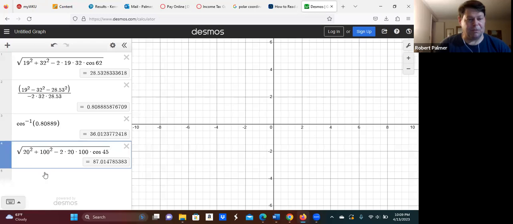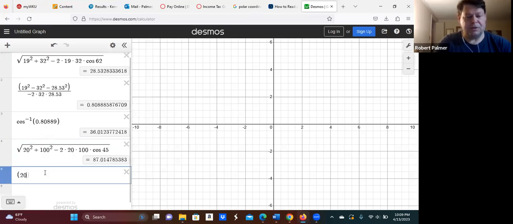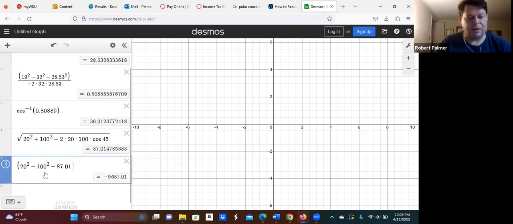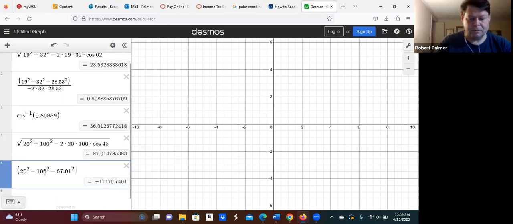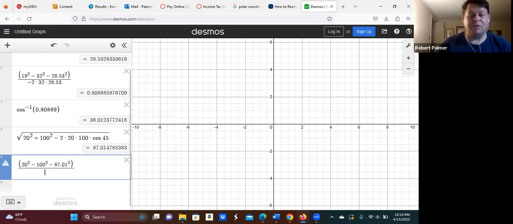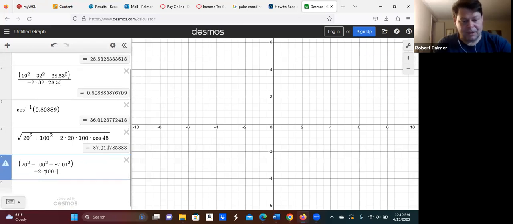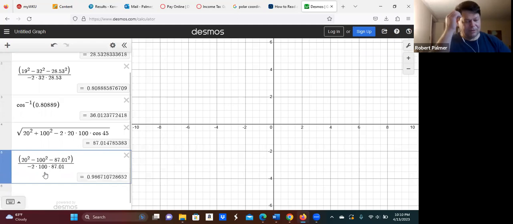Okay, so let's plug all that into Desmos. We've done a similar thing before. Parentheses, 20 squared minus 100 squared minus 87.01 squared. Then divided by, I need parentheses, make sure you're dividing by the whole thing, minus 2 times 100 times 87.01. And that's about, let's use 5 places again, 0.98671.